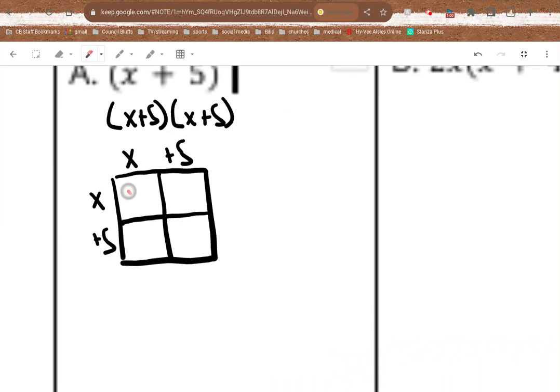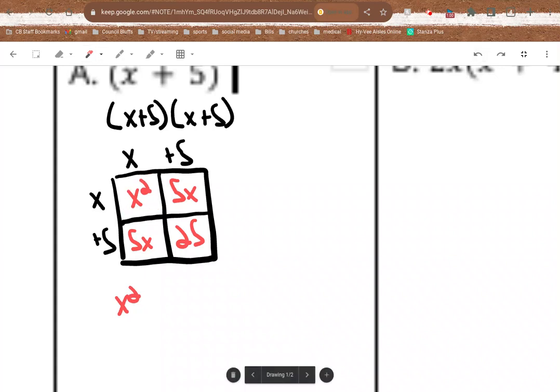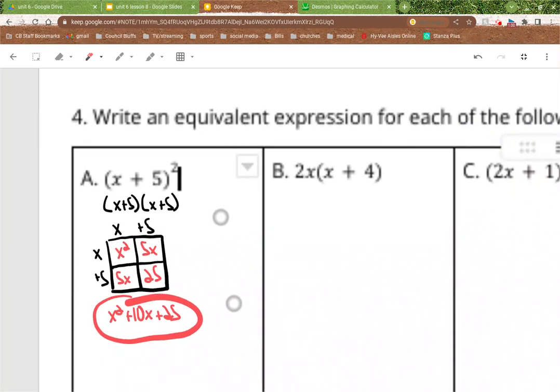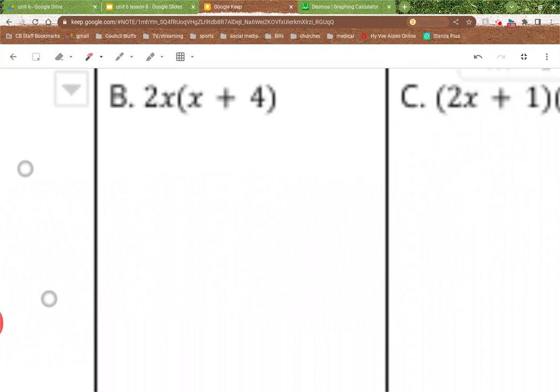So this will be x times x, which is x squared, 5 times x, which is 5x. Okay, this one will be 5 times x again, so that's 5x. And then 5 times 5 is 25. Okay, if I put that together, I have x squared. Okay, then I have 5x and 5x, so that's 10x plus 25. So that's your equivalent expression for part A. Part B.